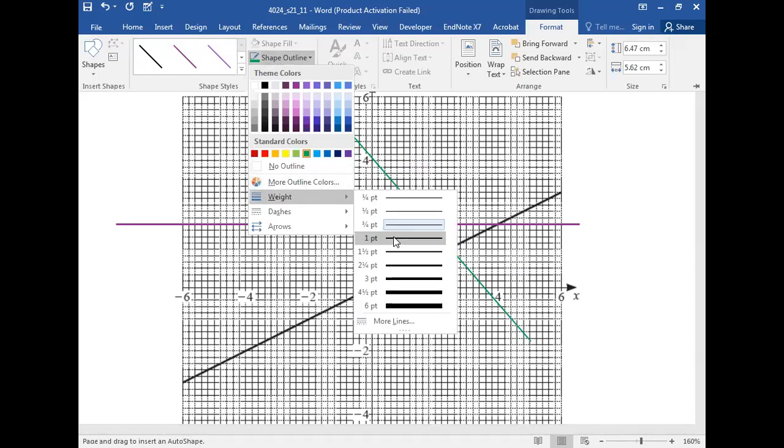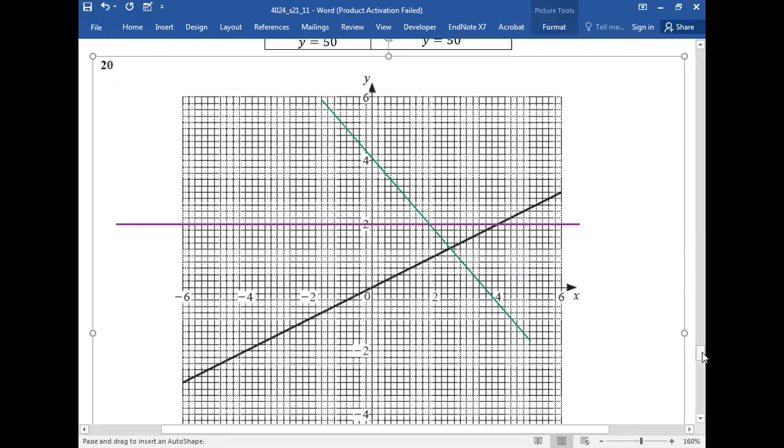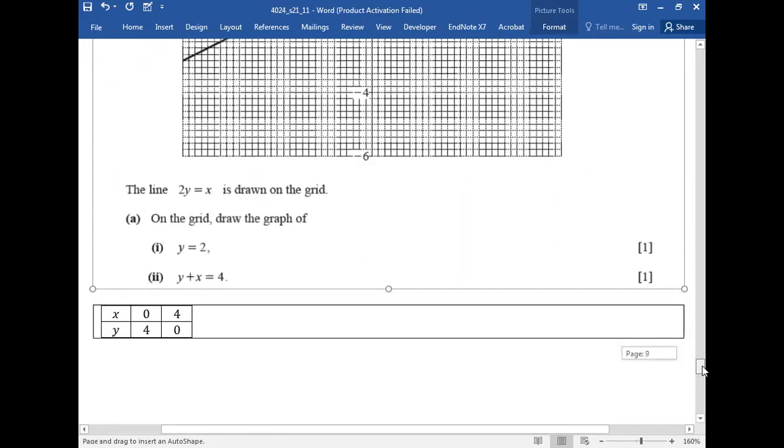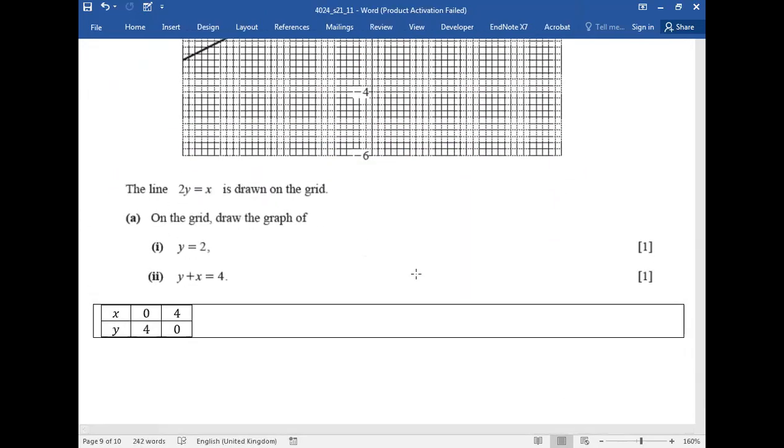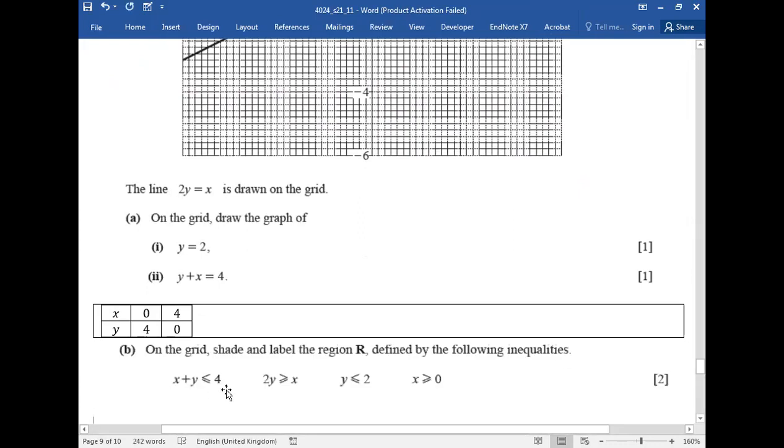This is the line of y plus x is equal to 4. Okay, now class, on the grid, we need to find and label these inequalities. X plus y is less than or equal to 4.